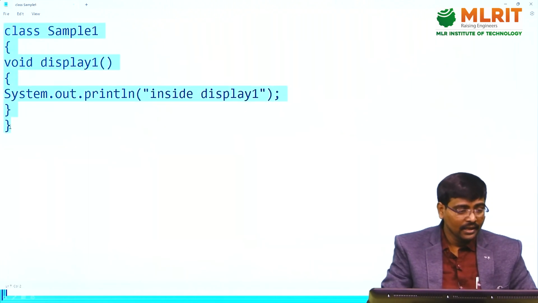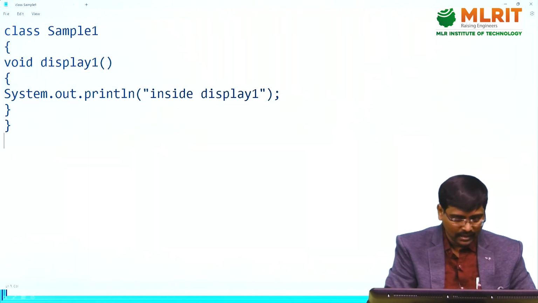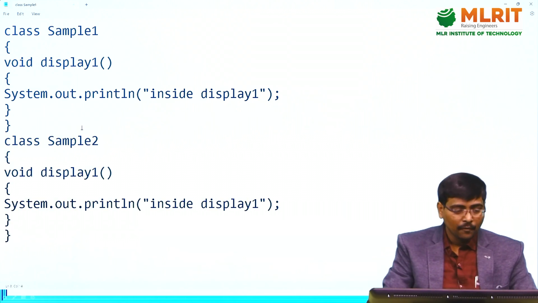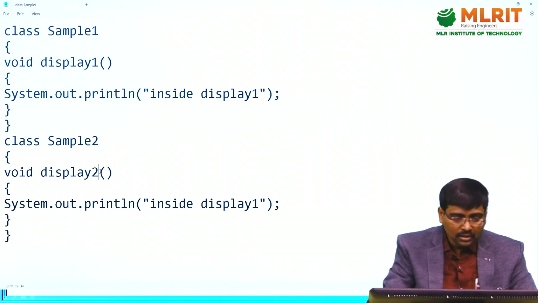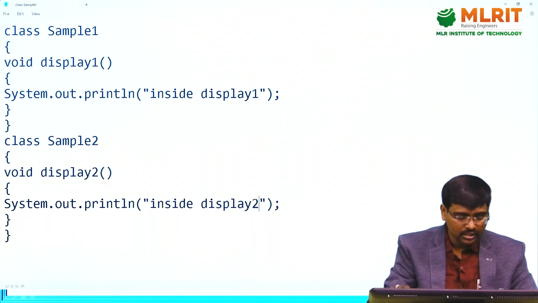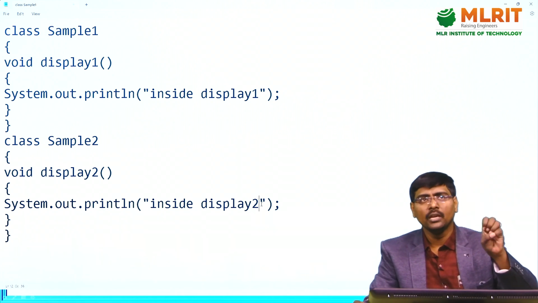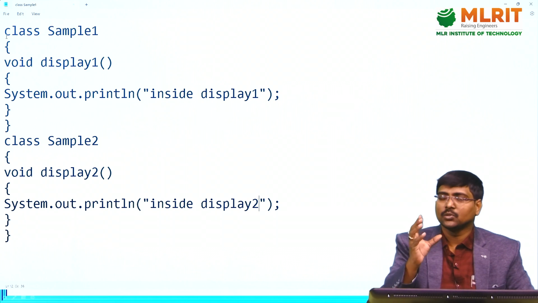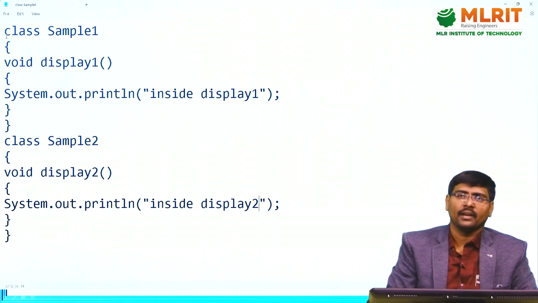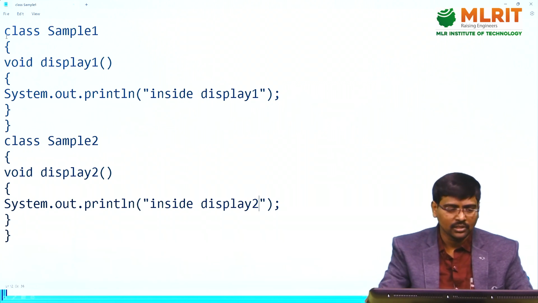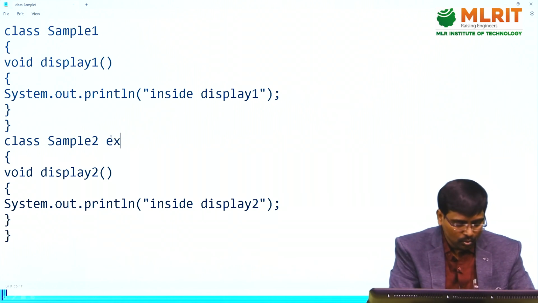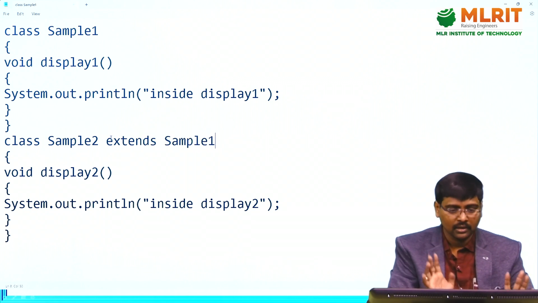Now create one more class. Assume the class name is sample2. Within this class, I used the method display2. Now there is no relationship between these two classes. First topic, what is this one? Single level inheritance. One parent and one child. Sample2 extends sample1. Clear?